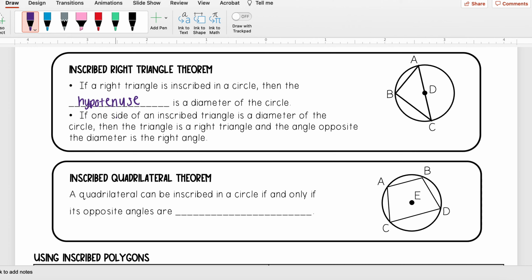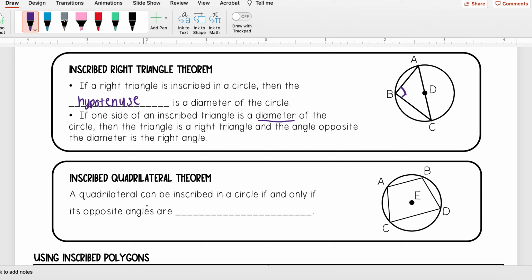And then on the flip side of that, if one side of an inscribed triangle is a diameter, so important here, diameter of the circle, then the triangle is a right triangle and the angle opposite the diameter is the right angle. And so what we see here, I have this inscribed right triangle here. I know it's a right triangle because AC is the diameter, and I know it's the diameter because it's going through my center D. And so that would mean that angle B is a right angle, and I have a right triangle.